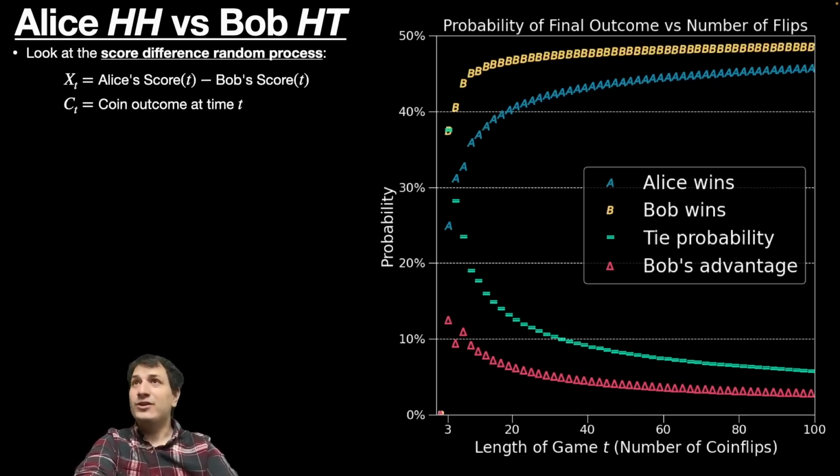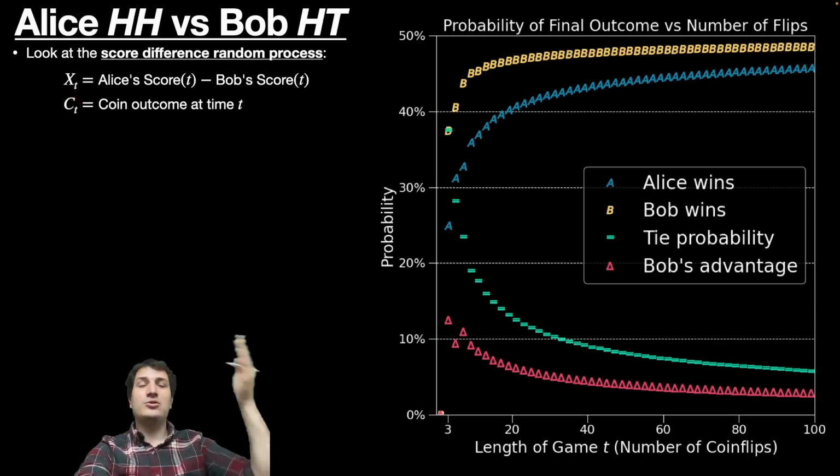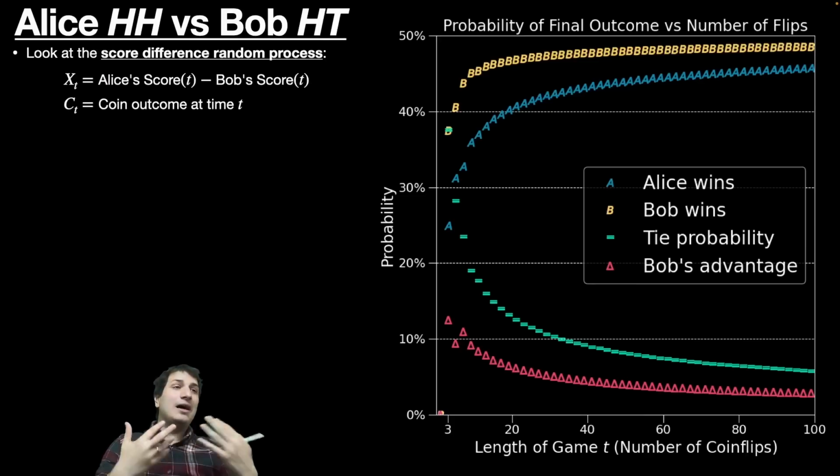You need the score difference, Alice's score minus Bob's score, and you need the outcome of the previous coin flip. So I call these things xt, which is a random process evolving in time. At time 0, that's the beginning of the game, Alice's score is 0 and Bob's score is 0. And then over time, it evolves, it goes up and down, because when Alice scores, it goes up by 1. When Bob scores, it goes down by 1. And at the end of the game, we want to know if it's positive or negative.